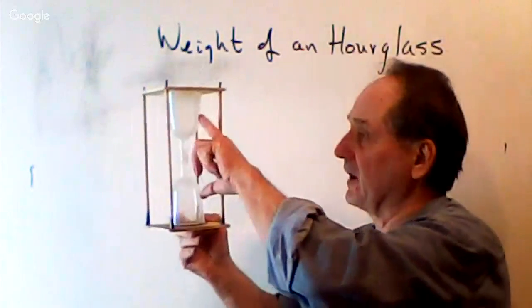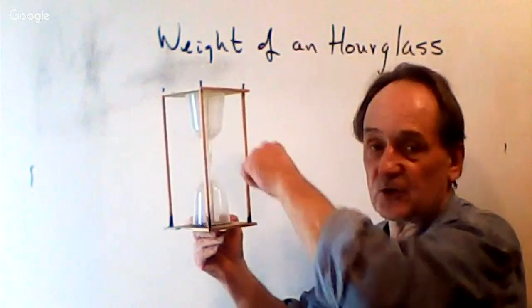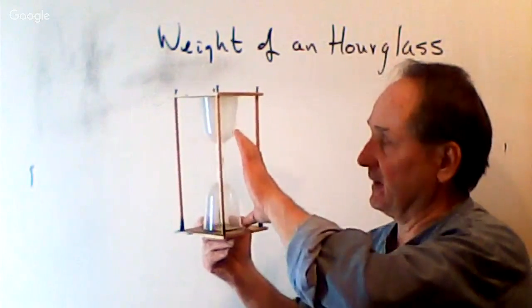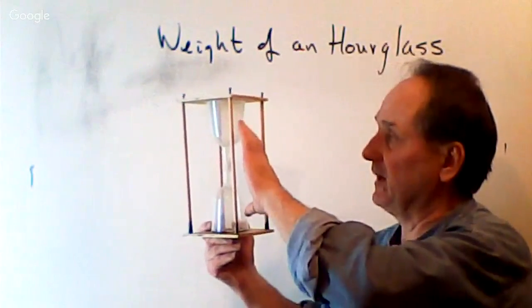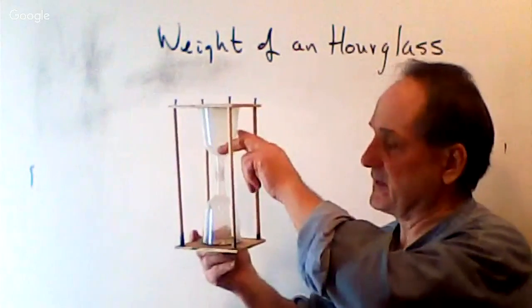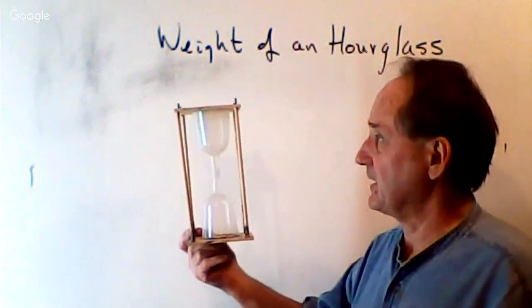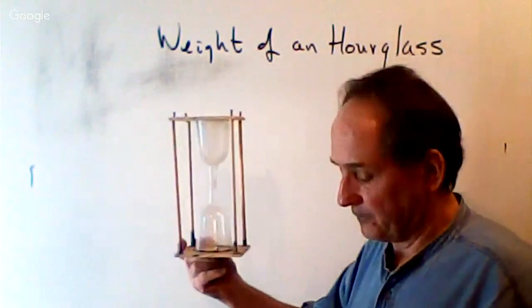These are two champagne glasses that I've glued together with a 1/8 inch hole, and I have dry sand that I'm going to be putting in here. The amount of dry sand that fills this makes this hourglass a timer for 5 minutes. It takes that long for the sand to pour through.